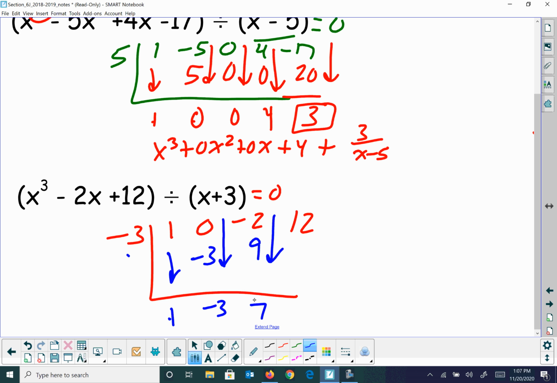7 times negative 3 is negative 21. Add those. So that gives me negative 9. So that technically is my remainder. That would yield me the point negative 3 comma negative 9 as a point on our graph. If we wanted to write this, we could write it as 1x squared, or just x squared, minus 3x plus 7 minus 9 over x plus 3. So notice that's a degree less. That's 1 degree less right there.